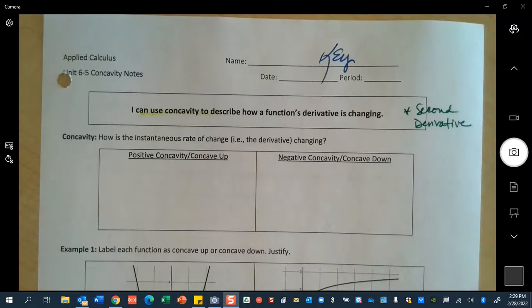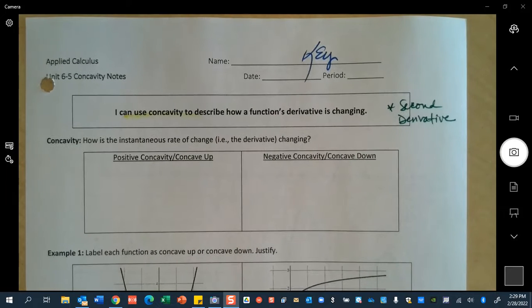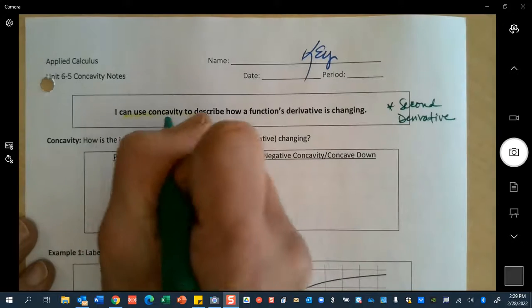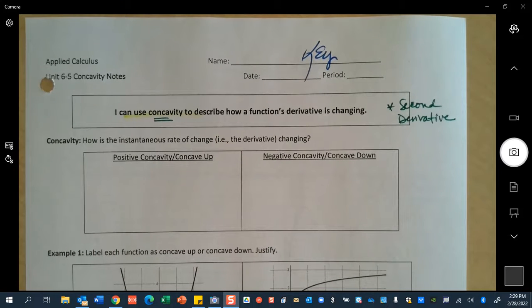When we talk about our second derivative, it is the rate of change of our rate of change. We talked about that back when we were doing position, velocity, and acceleration. The acceleration is talking to us about the rate of change of our rate of change, and that's that second derivative. That second derivative gives us a conversation about concavity. Concavity is a curve to our derivative function, talking about how our rate of change is changing.